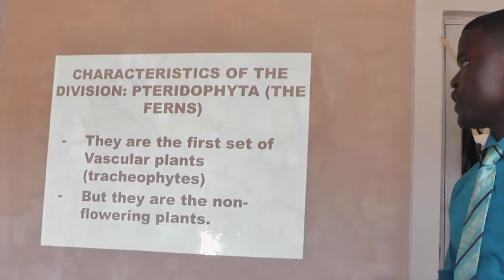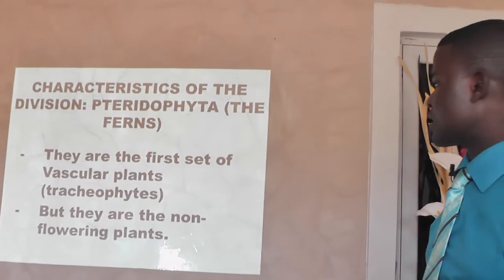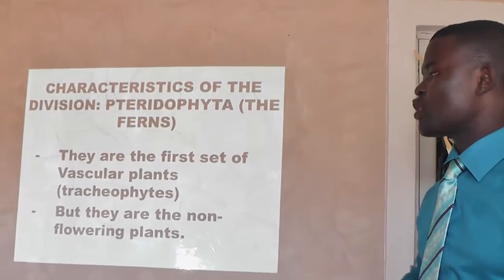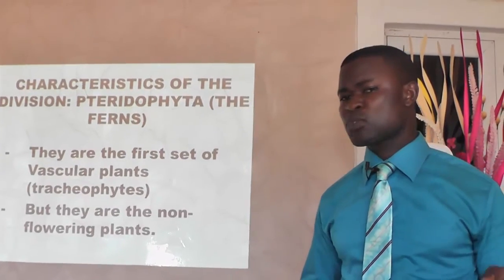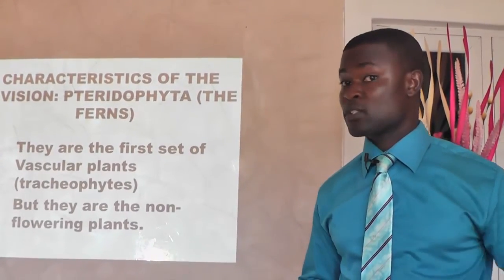These are the ferns. And here we have the characteristics. They are the first set of vascular plants. Do you remember that in the previous class we said bryophytes do not have vascular tissues?